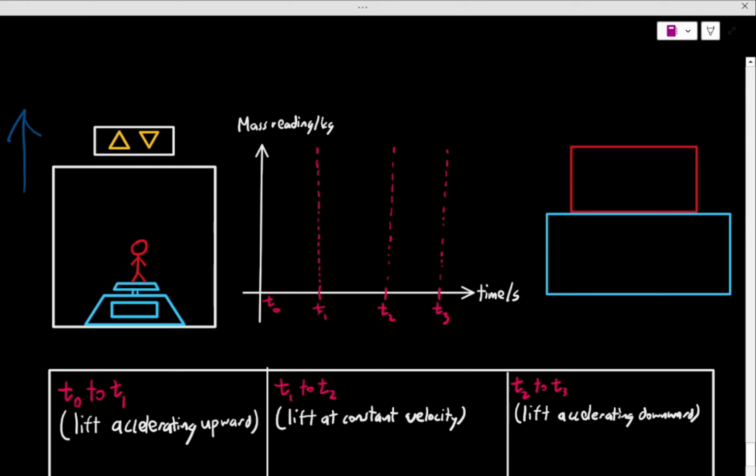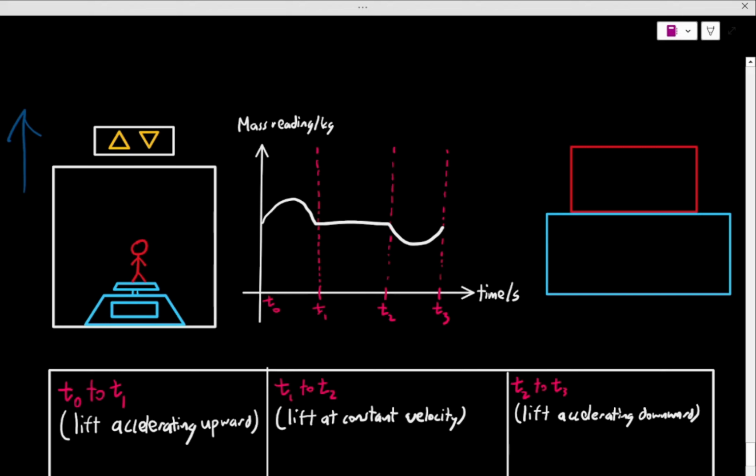Hi and welcome. Today we'll be talking about the elevator problem, specifically what happens to you when you stand on an elevator with a weighing scale moving upwards. Well, what would your mass reading be? It would kind of look like it's going up, then it's going to go constant, it's going down, and it goes back to constant. Why is this the case?